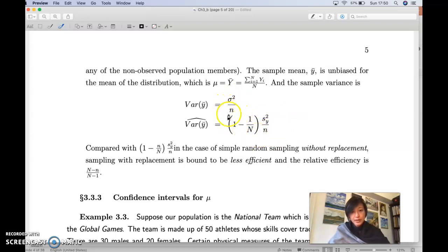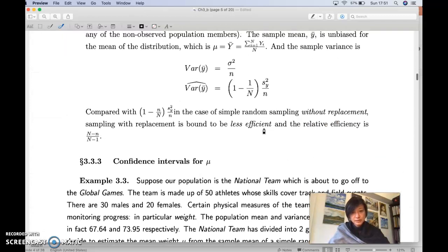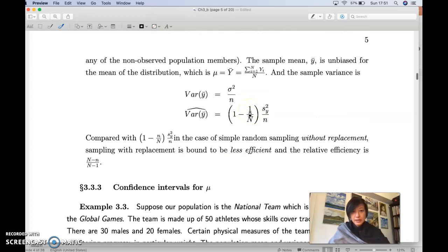So we can compare the infinite population case, the variance of y bar or the estimated variance of y bar, to the finite case of the variance. We can see, as we just mentioned, this one does not have the finite population correction factor. So we can say that with the finite population correction factor, the sampling scheme is more effective. And the relative efficiency is indeed the finite population correction factor.